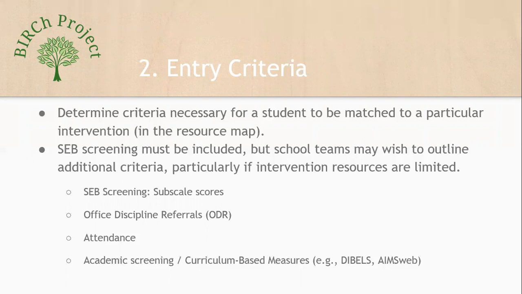And those typically would be things like office discipline referrals, attendance data, academic scores or academic screening data, as well as curriculum-based measures, things like DIBELS or AIMSweb. So if the team can clearly articulate what these entry criteria are necessary for a student to access the tier 2 supports, it makes turning the screening data into intervention a much more efficient process.